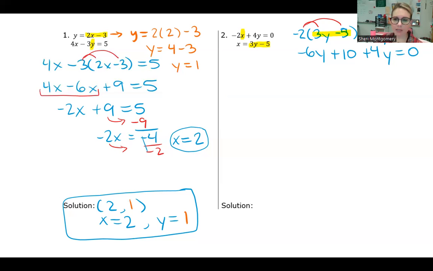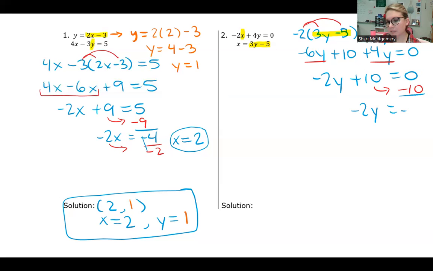So the next step, we need to combine like terms. This is just like the other one. So -6 and 4, yes, it makes -2, but -2y plus 10 is equal to 0. Now we're at a simple two-step equation. I'm going to have to subtract 10. Zero minus 10 is -10. All of a sudden, we see a 0 in a problem and we think we've done something wrong. Don't think you've done something wrong.